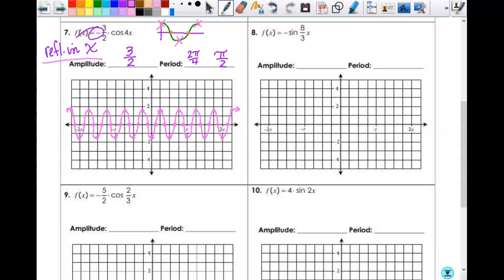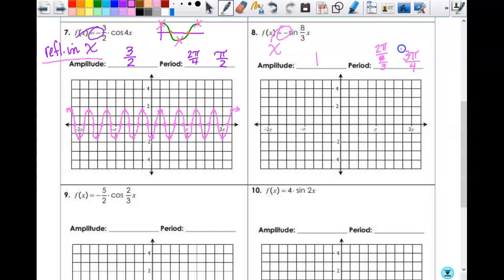All right, amplitude on number 8. What's the amplitude? 1. Reflect over the x. Very good. Put a little x there. And then what is the period? Yes, so it's 2 pi over 8/3, and that's what? 3 pi over 4.